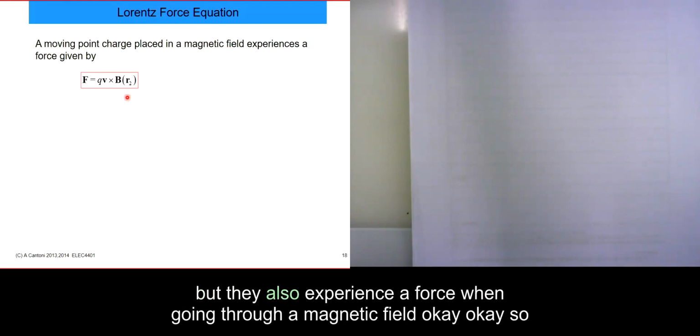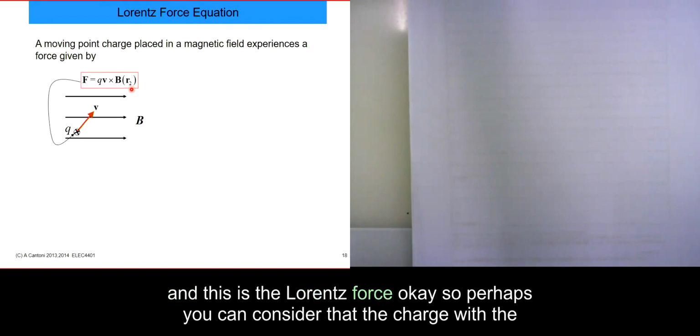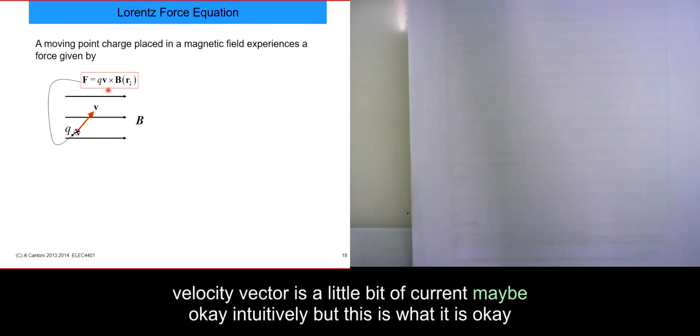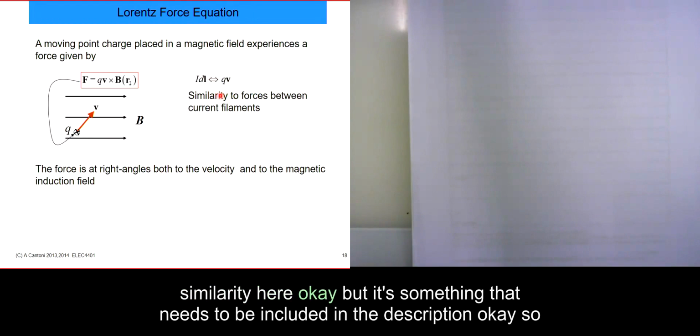Then they also experience a force when going through a magnetic field. This is the Lorentz force. Perhaps you can consider that charge with velocity as a little bit of current, maybe, intuitively, but this is what it is. Again, it's at right angles to both the velocity and the magnetic induction field. So there's some similarity here, but it's something that needs to be included in the description.